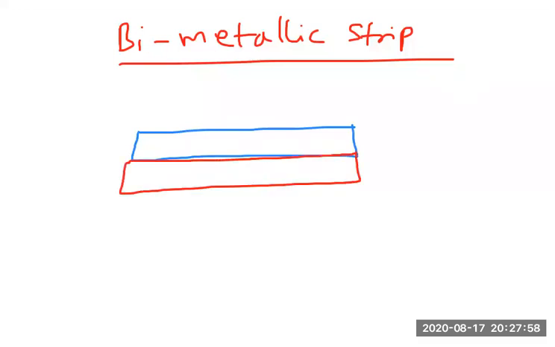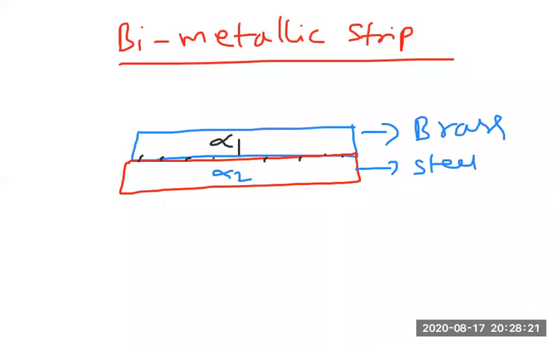One has coefficient of linear expansion alpha 1, the other has coefficient of linear expansion alpha 2. These two are joined like this, and we call it a bimetallic strip. Let me call one brass and the other steel. What we know is brass has the greater alpha value. Instead of alpha 1 and alpha 2, let me write alpha of brass and alpha of steel. Comparing these two, alpha of brass is greater than alpha of steel.